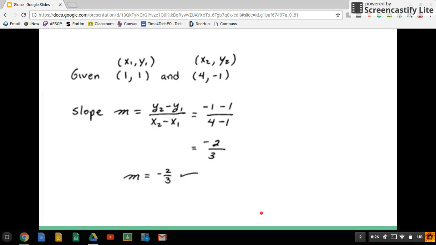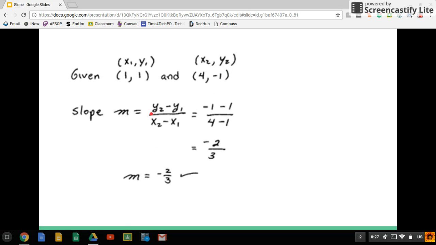All right, here's an example. If I give you the points 1, 1, and 4, negative 1, and tell you to find the slope, the first thing you should do is label the points. We're going to call this x1, y1, and x2, y2. I know that's a little extra step to write, but it's going to help you in filling in your formula. Okay, so now let's fill in the formula.